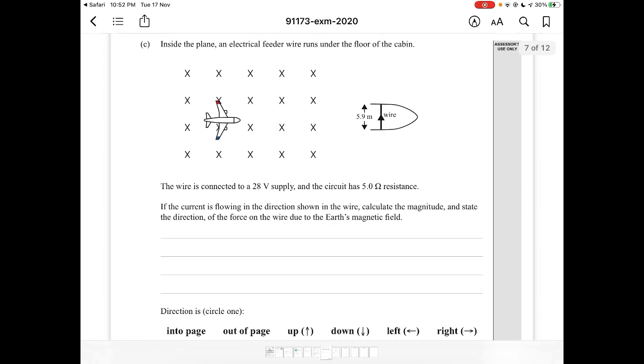Right, so inside the plane, an electric feeder wire runs under the floor of the cabin. The wire is connected to a 28 volt supply and the circuit has 5.0 ohm resistance. If the current is flowing in the direction shown in the wire, calculate the magnitude and state the direction of the force on the wire due to the Earth's magnetic field.